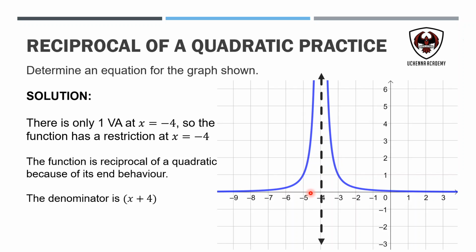The denominator must be (x + 4) squared, of course, because it is the reciprocal of a quadratic. So the simplest equation is y is equal to 1 over (x + 4) squared. And that's good enough.